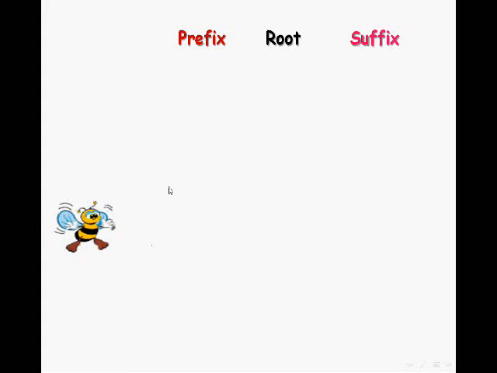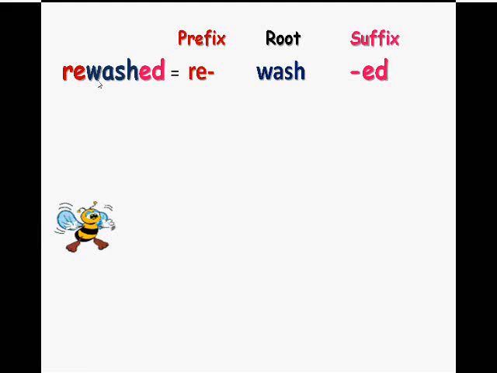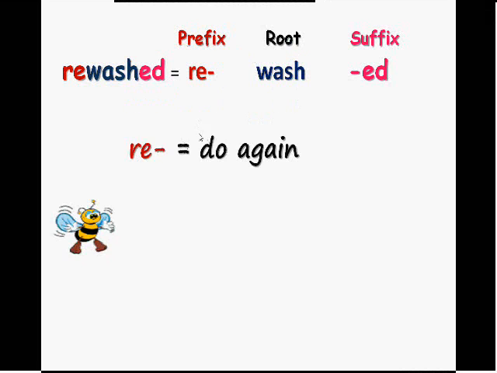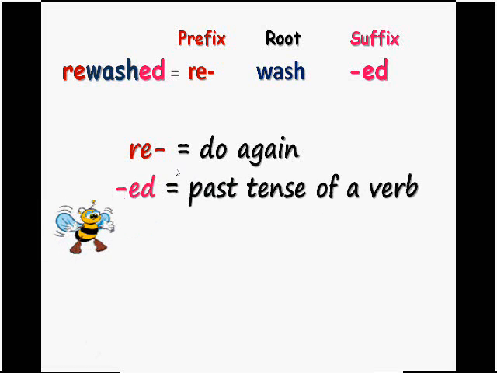We are going to look at another example here. Re-washed. Again, we have re as a prefix. Wash is the root, and I think you know the meaning of the word wash as a verb. And then ed, which is the suffix. So we have here re, which means do again, and, of course, ed talks about the past tense of a verb.